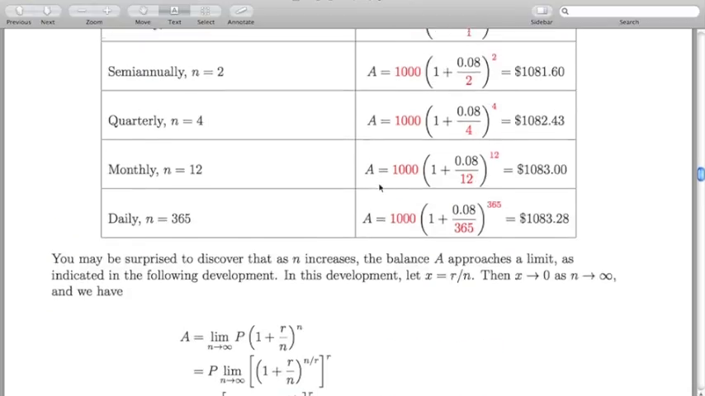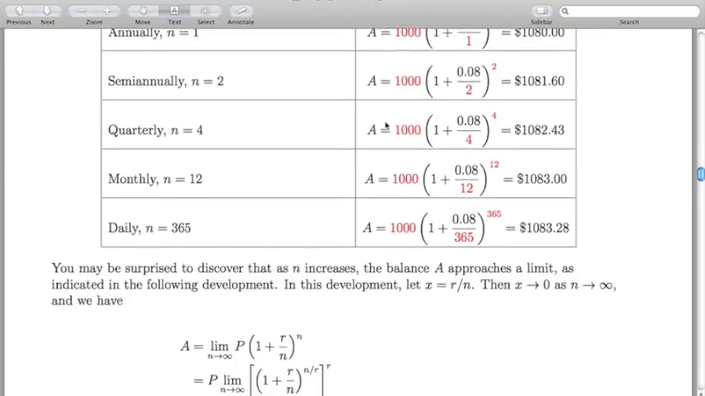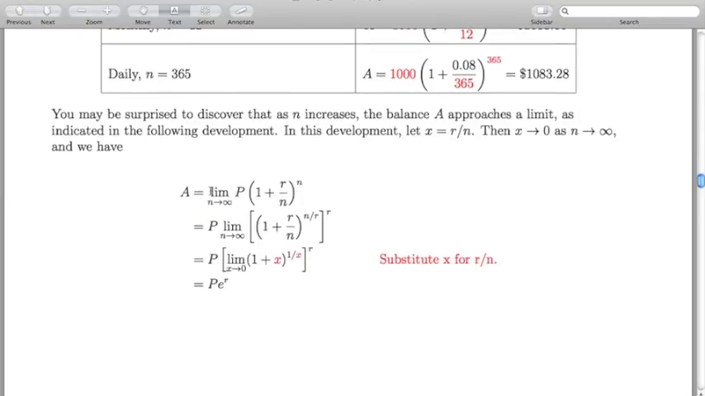So if we want to look at the limit of our function here, where A is P times this, we want to see how this function behaves as n goes to infinity. So A is going to be the limit as n goes to infinity of our original function. But this function here is going to be the same as this line. We want this n over r, so we divided this by r and multiplied by r, so we can get this n over r. We're just doing a manipulation so we can use that definition of e.